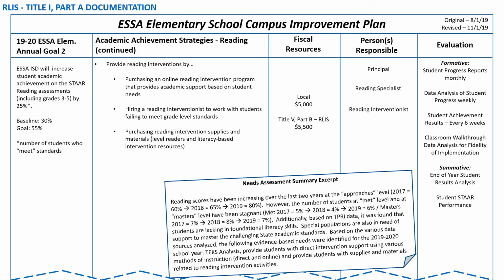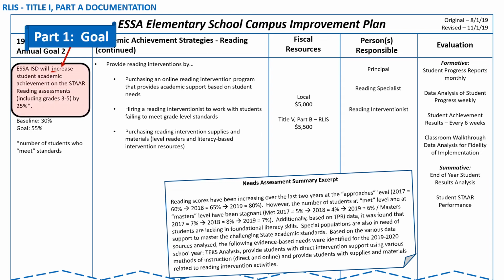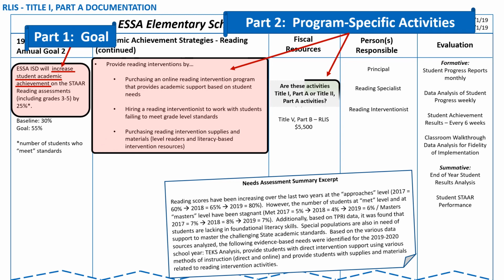Let's take a look at the ESSA Elementary School CIP. Again, they indicate that they will increase student academic achievement, which is part of Goal 1. They indicated the type of program-specific activities, like purchasing an online reading intervention, hiring a reading interventionist, and purchasing reading intervention supplies. And we have to ask ourselves, are these activities Title I Part A or Title II Part A activities? And in this case, yes, they are. They are Title I Part A.